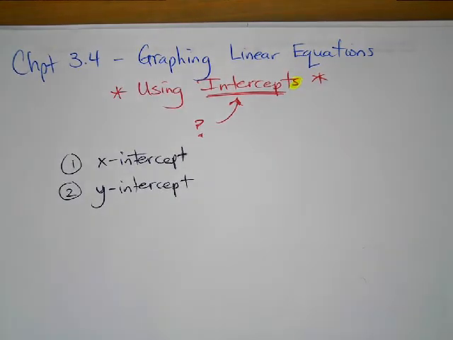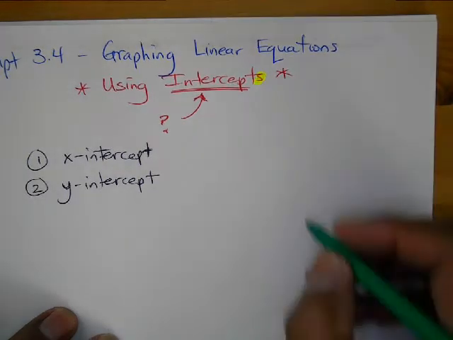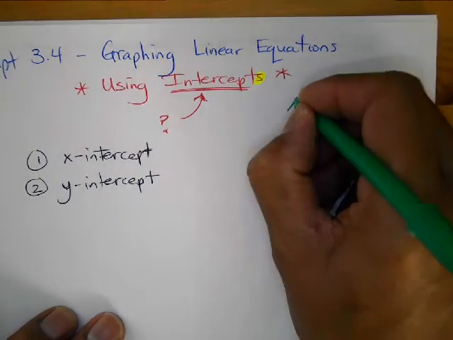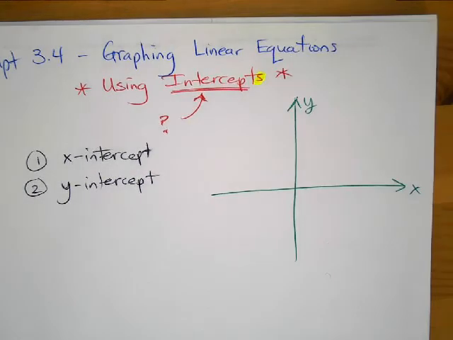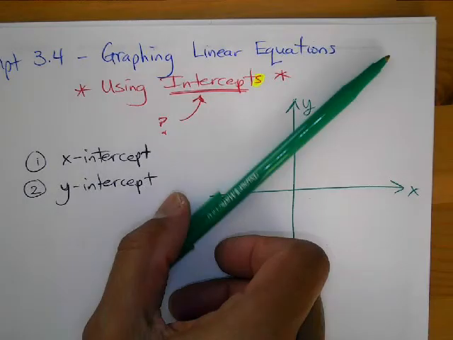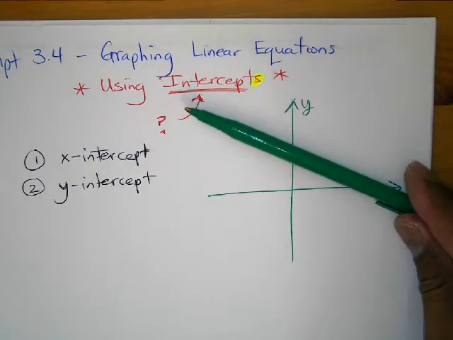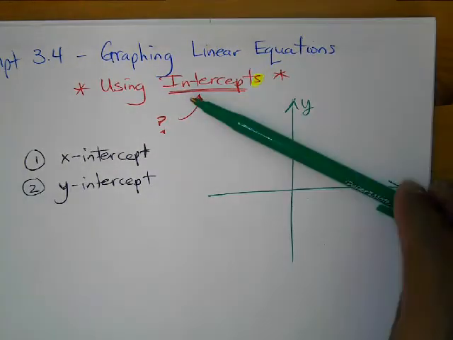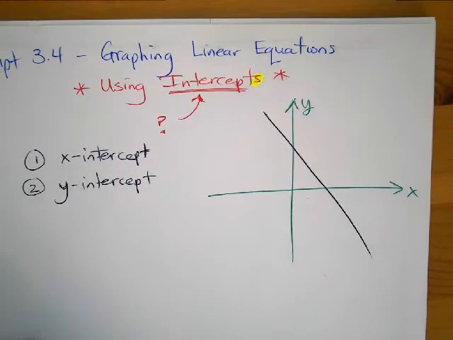So let me explain what an intercept is very easily. Let's say we have an XY axis, our coordinate plane, and there's a line. A line can go this way, this way, or this way. But essentially, let me just draw one just like so. Let's say that's my line.